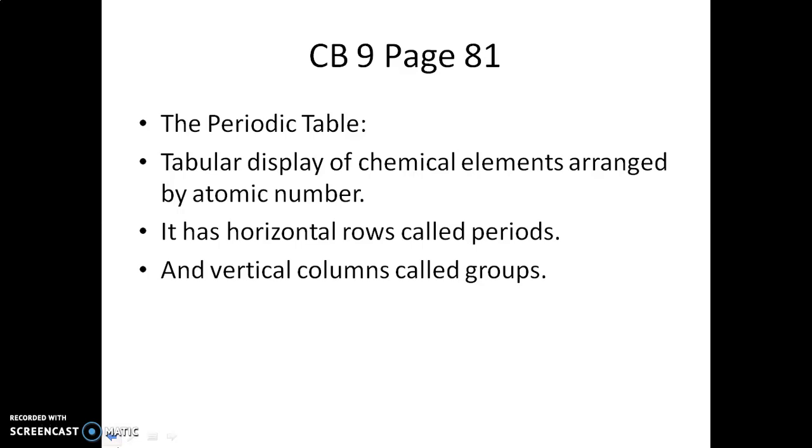Now, if you look into the periodic table slide again, it has horizontal rows that are known as the periods that move from left to right, and the vertical columns which we call groups.